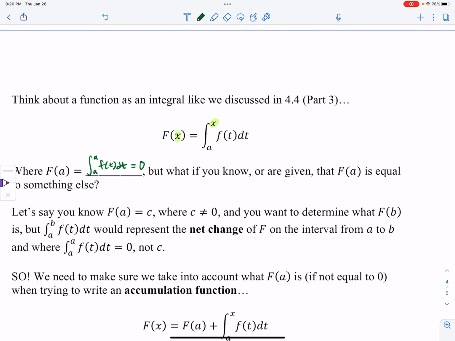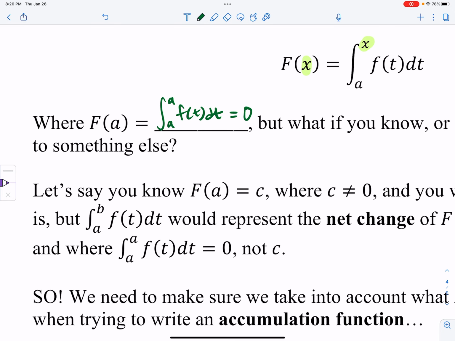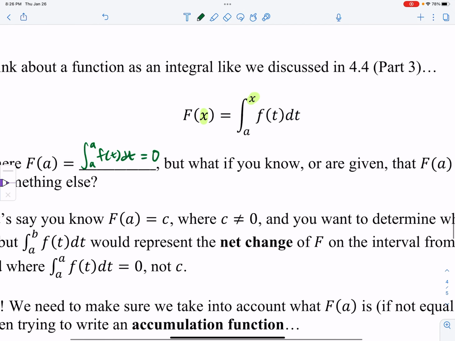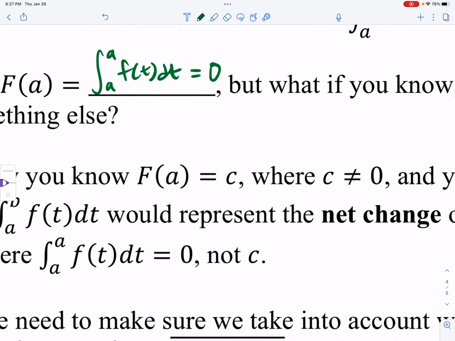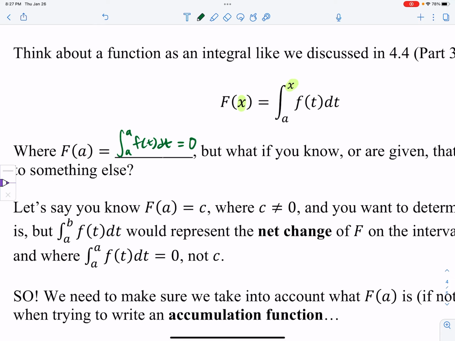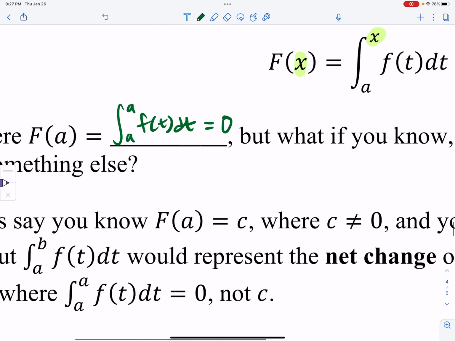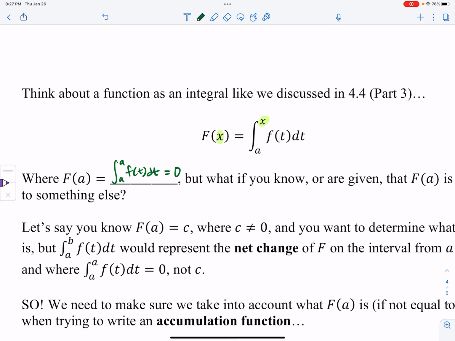And you want to determine what F of b is, but you know from our previous discussion that the integral from a to b of f of t would represent the net change of capital F on the interval from a to b. Where if you integrate from a to a, you get 0, not c, right? So that integral from a to a would be equal to 0 and not c, because I'm telling you that you are given that F of a is equal to c, where c cannot be equal to 0.